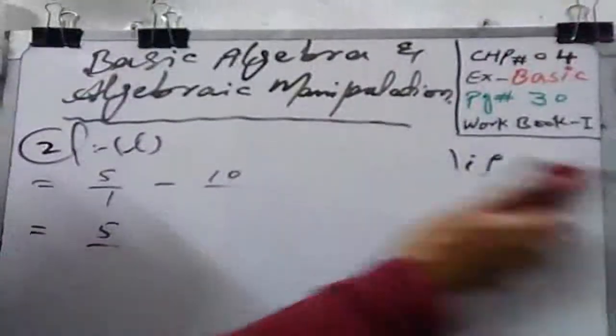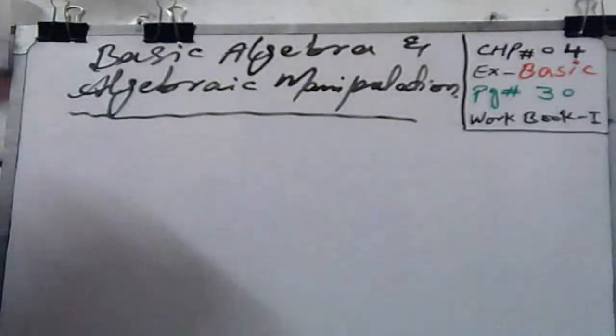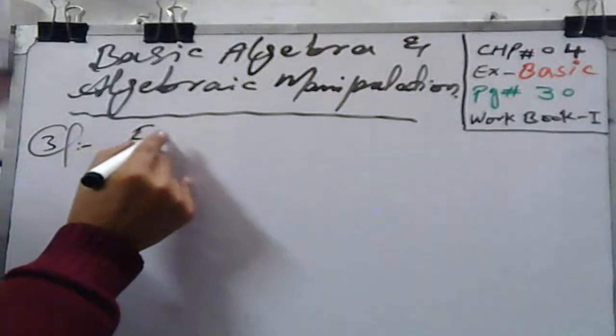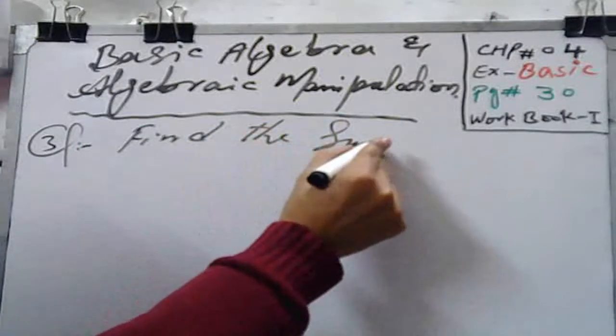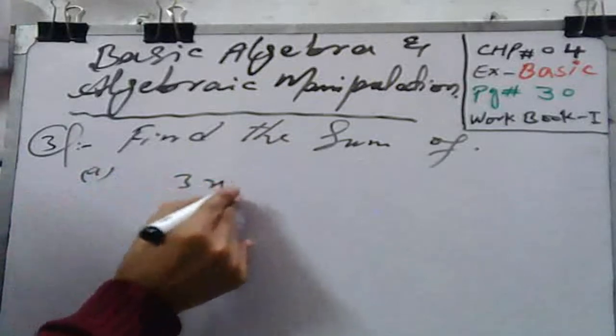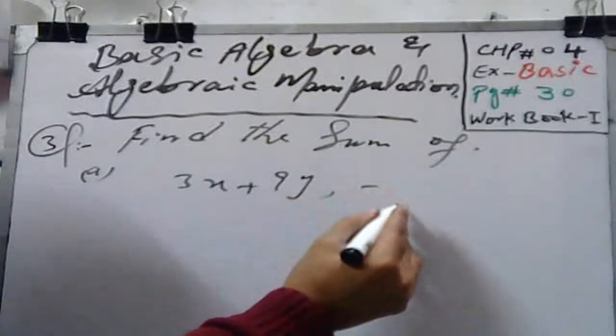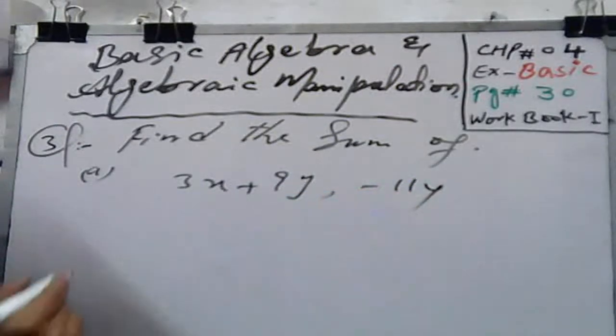Question number 2. Now coming to the question number 3. Question number 3. Find the sum of each of the following set of expression. Find the sum. Question number 3. In A part, 3x plus 9y, comma, minus 11y.